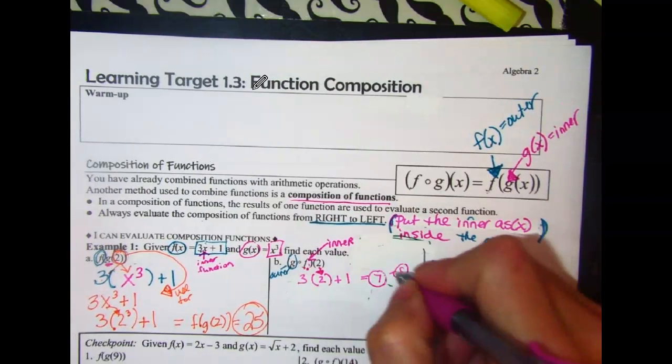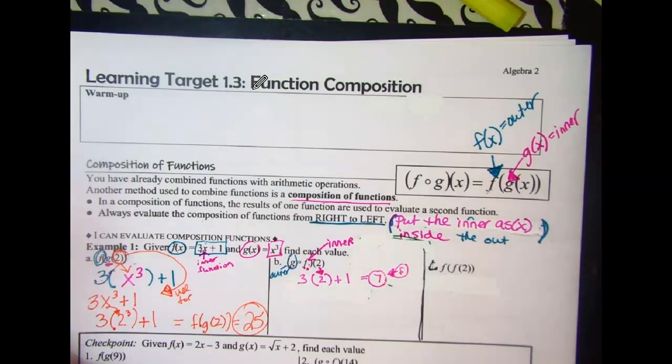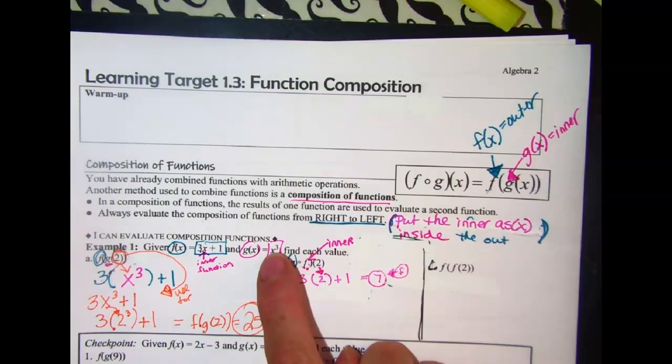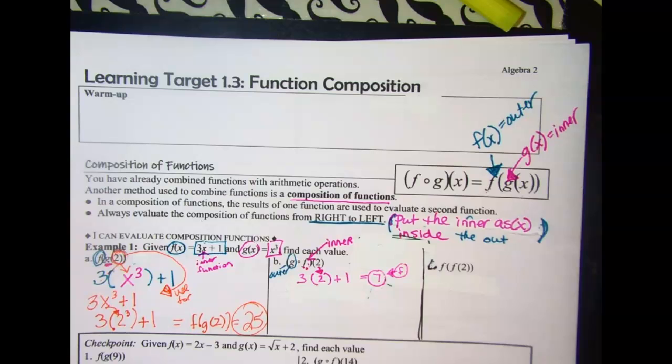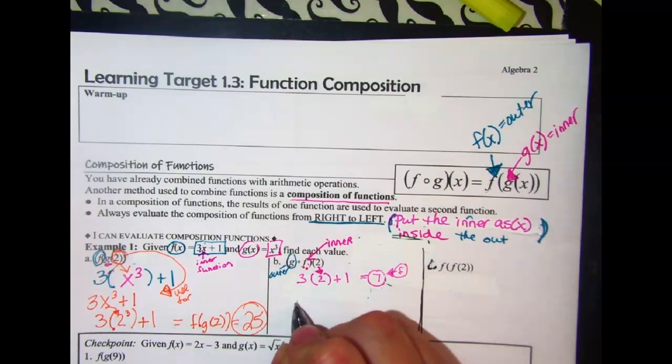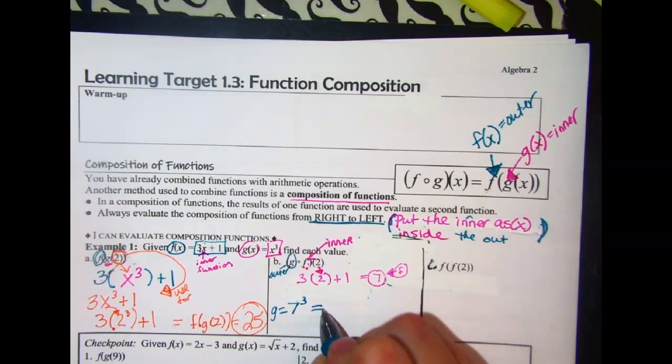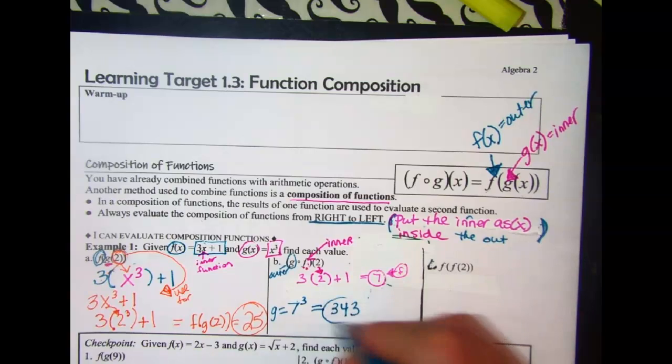Now, what happens is I have to now take this number, and I need to use this for my new x, and I go to my next, or my outer function. So that's this x to the third power. So I'm going to go to, instead of x to the third, I'm going to do 7 to the third. So that's for my g, and that's going to equal 343. So that's my answer there.